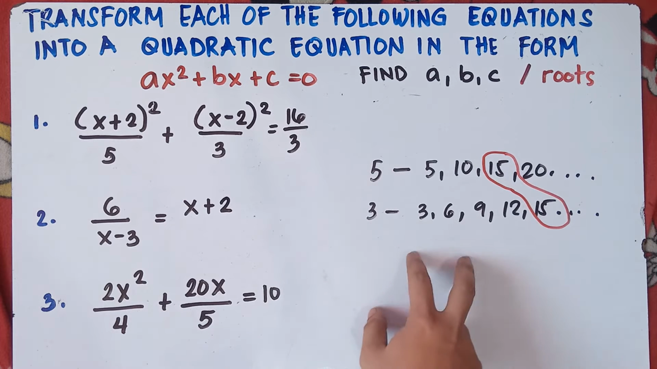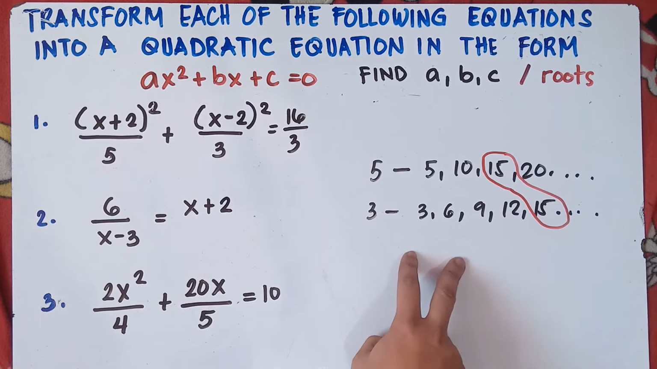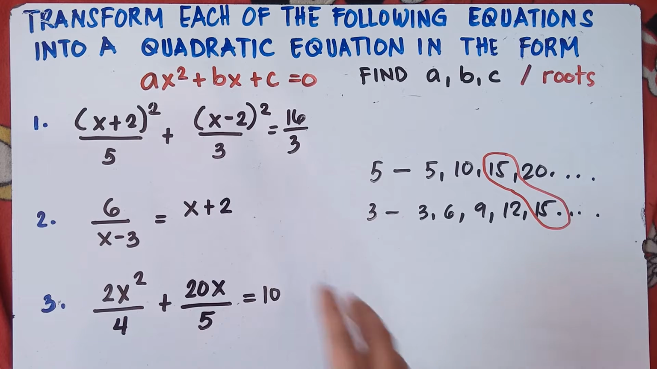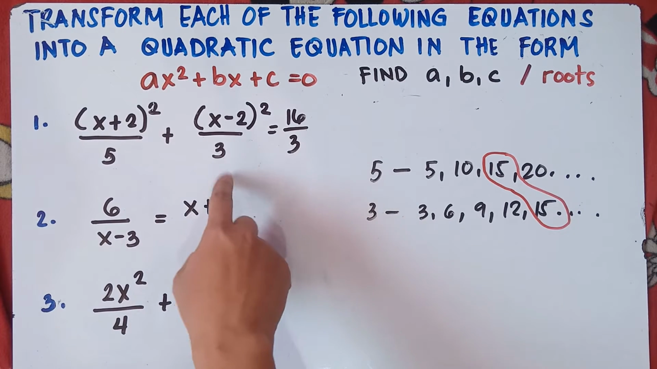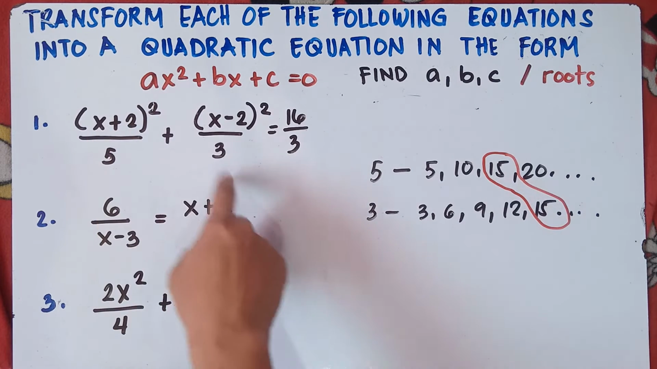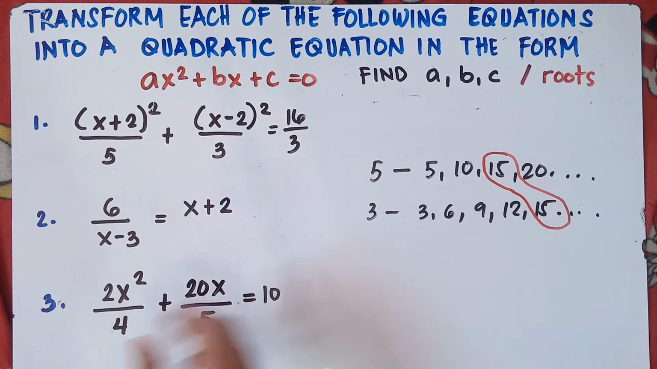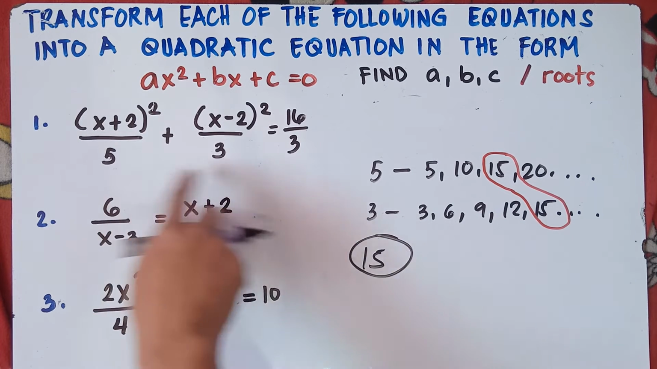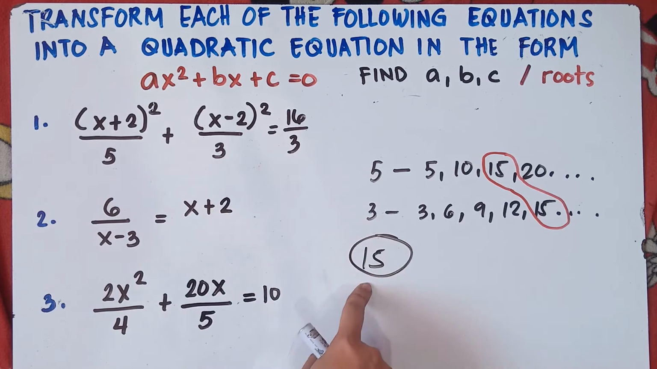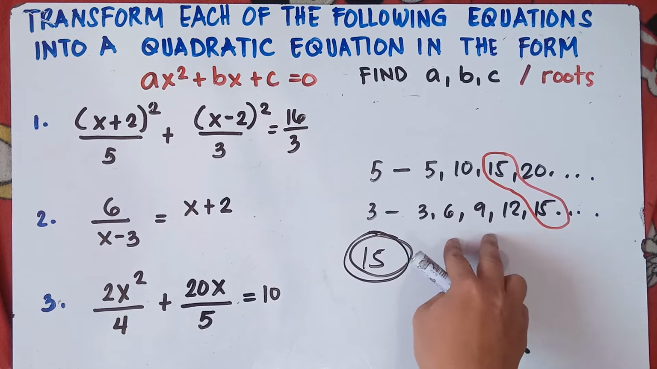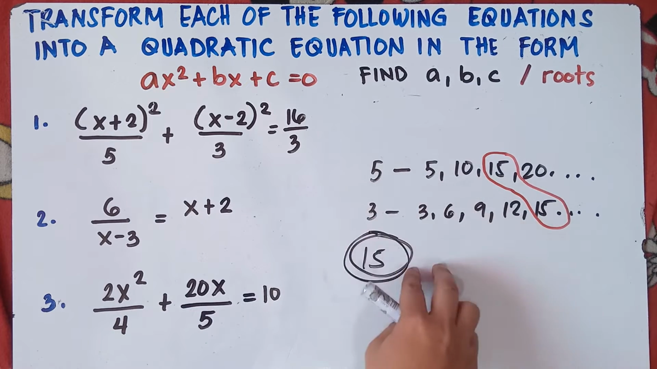But it will take time if you do it this way. So the thing that you will do, class, is this: what would be the least number that we can divide by 5 and 3? Of course, that would be 15. So you find a number that you can divide by 5 and 3. 15 divided by 5 is 3. 15 divided by 3 is 5. So therefore, we can use 15. No need to write this one because it will take time.